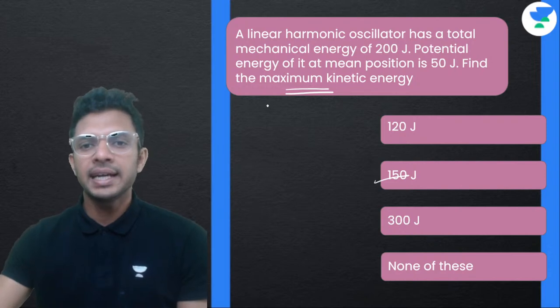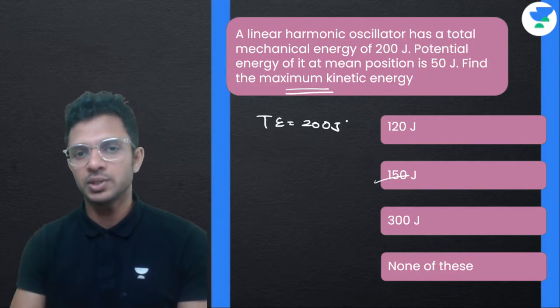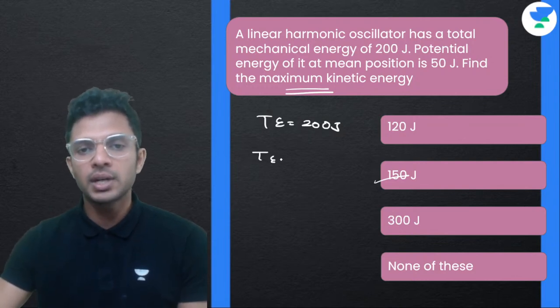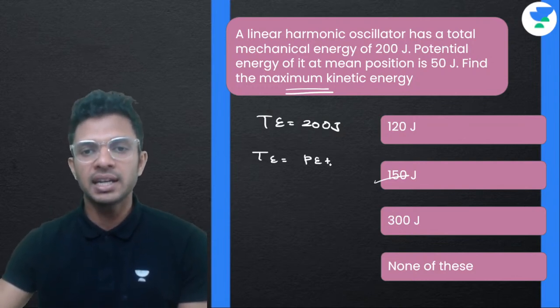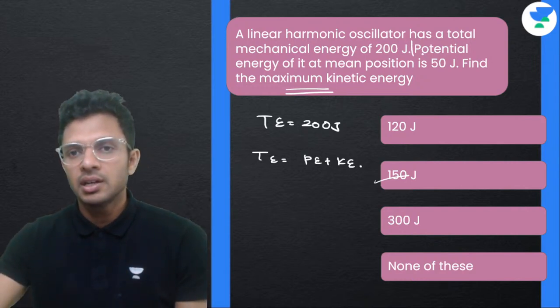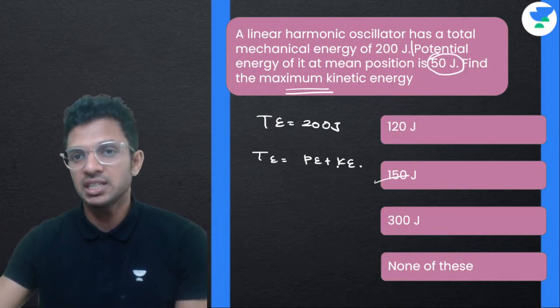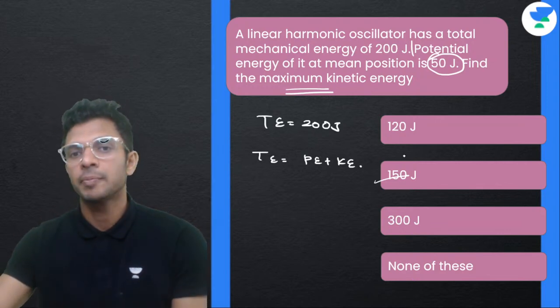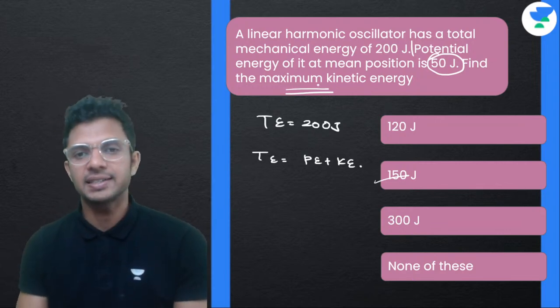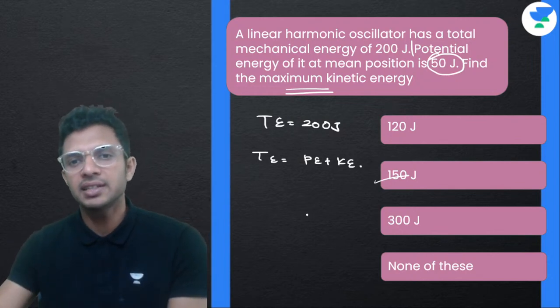Dekh le, total energy ka value as before, it's 200 joules. And we already know, total energy is equal to potential energy plus kinetic energy. Potential energy at the mean position is given as 50 joules. Find the maximum kinetic energy. And you tell me, where can we expect a maximum value of kinetic energy?